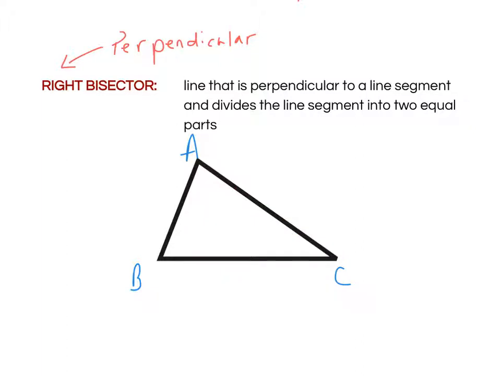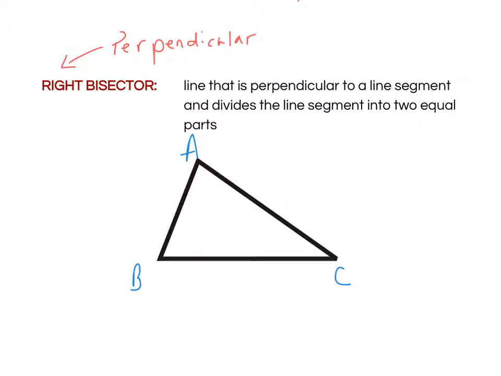So just for comprehension, what I want you to do is imagine what the right bisector of side AB would look like. What would that look like if I were finding the right bisector or the perpendicular bisector of AB? And when you're ready, then I'm going to go ahead and show you.